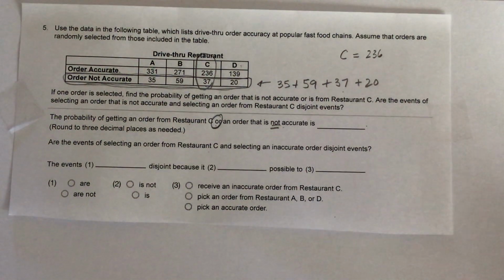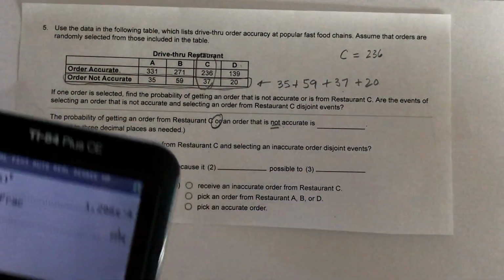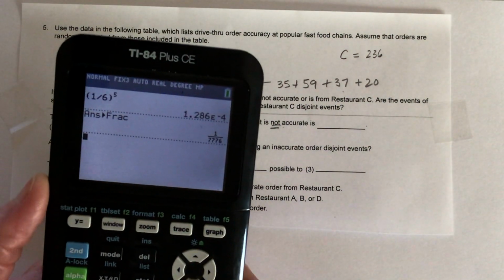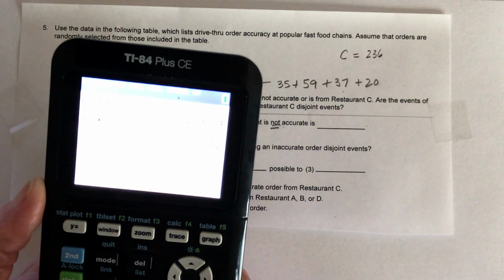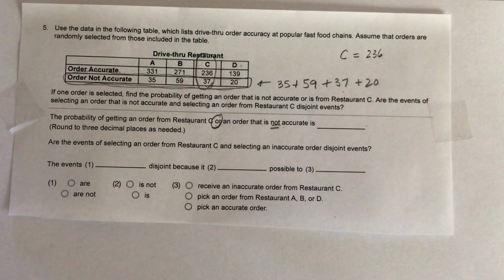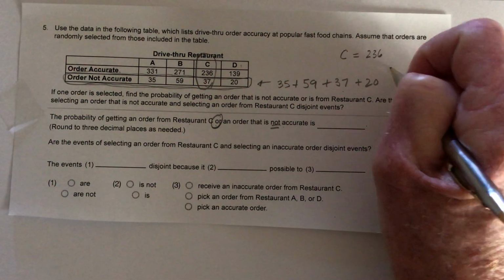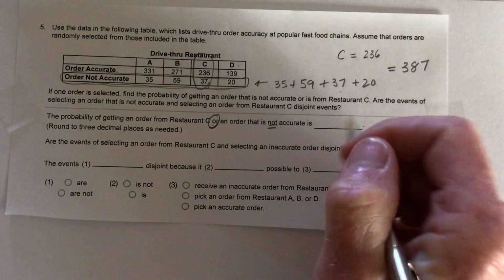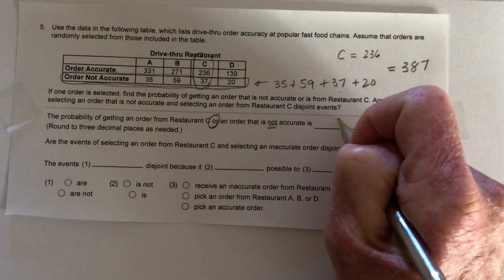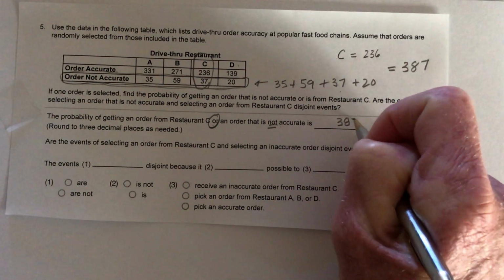Now I need to add all those together. So I'm going to do that. Oh, the calculator is showing up a little bit better right now. Oh, that's because it was dimmed. Okay, I'll just do that off screen. So 35 plus 59 plus 37 plus 20 plus 236. So this in total is 387. Now that's going to be the top of the fraction, 387.